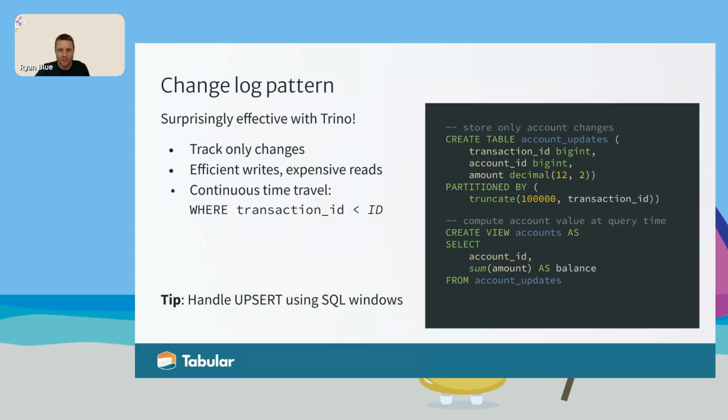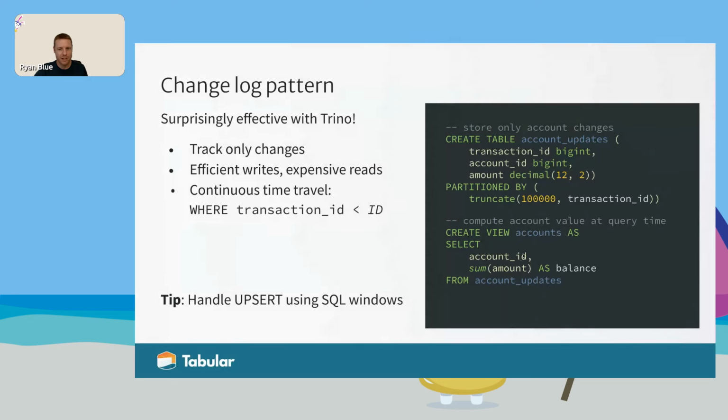We create a table, account updates, with our transaction ID, account ID, and amount. We can partition that so that we can automatically coalesce the data into larger files, but still keep track of it in time. It's really nice. And then we create a simple view. And in this case, you can see how creating the view is much easier because of how we structured those account changes to give us the accounts mirror table.